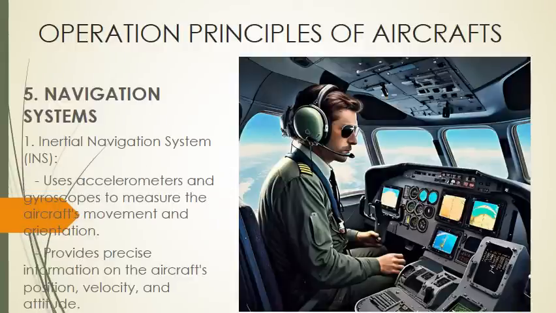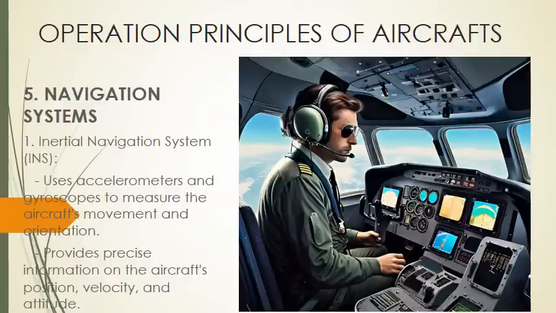The first is inertial navigation system, the INS. How does this work? It uses accelerometers and gyroscopes to measure the aircraft's movement and orientation. It provides precise information on the aircraft's position, velocity, and attitude.